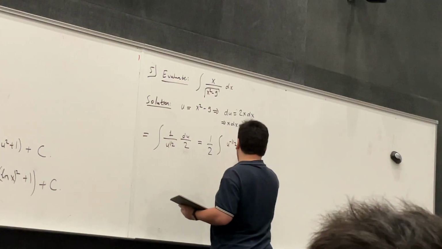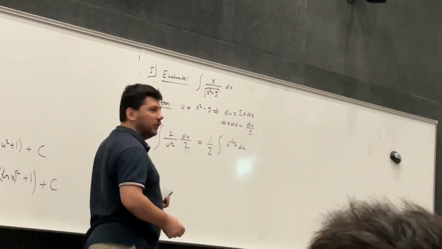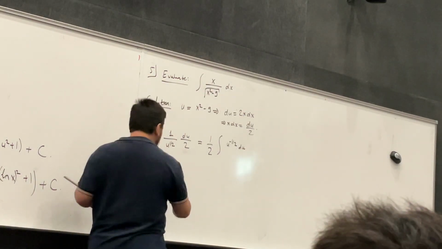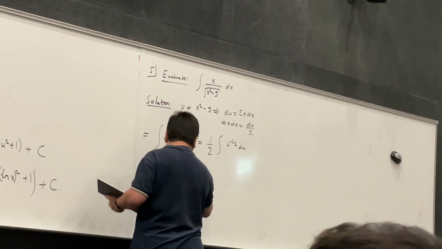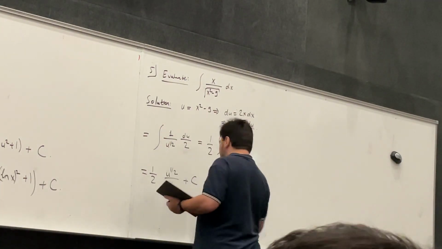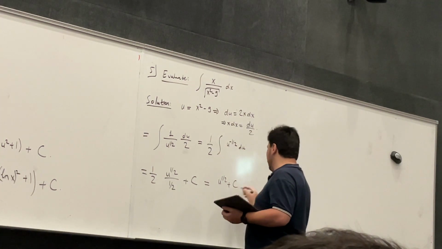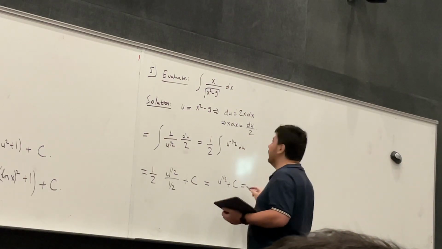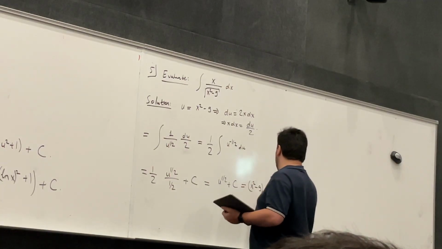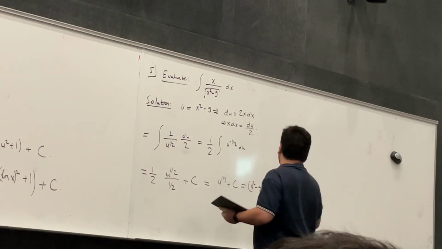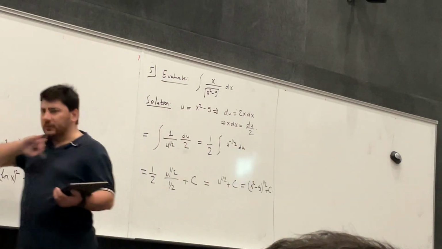Now moving on, this is equal to 1 over 2 times the integral of u to the power minus 1 over 2 du. Do you remember the integral of u to the power minus 1 over 2? It's 1 over 2, u to the power 1 over 2, over 1 over 2, plus some constant, which is equal to u to the power 1 over 2 plus some constant, and this is x squared minus 9 to the power 1 over 2 plus a constant. Does this make sense?